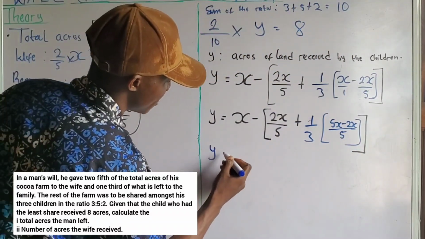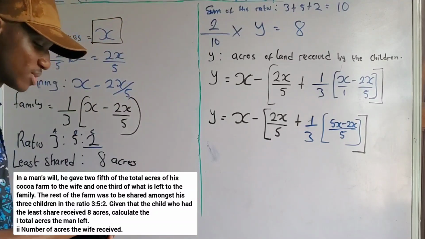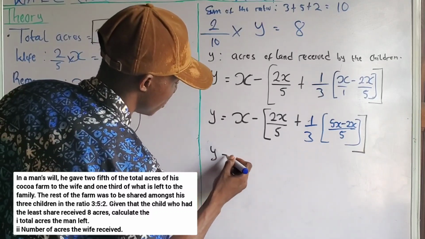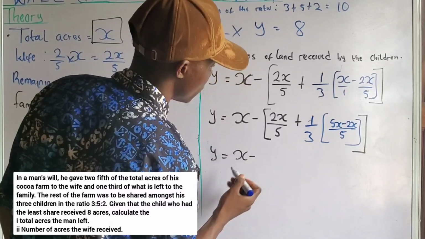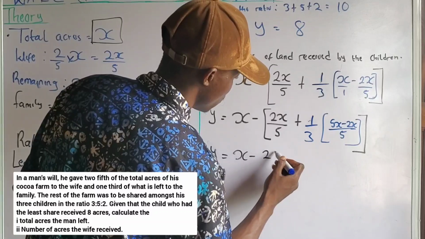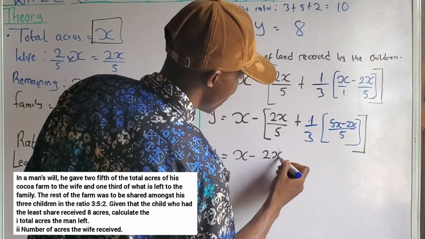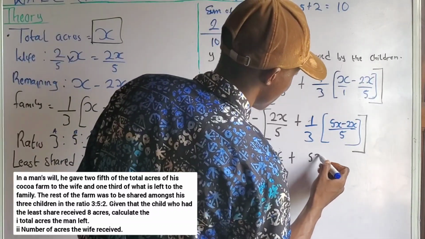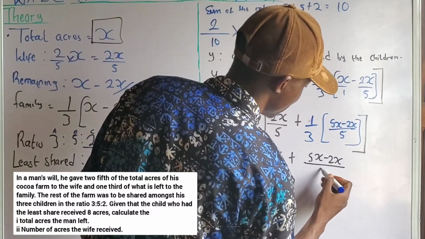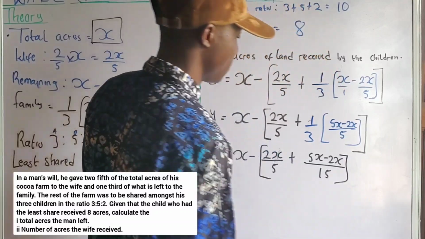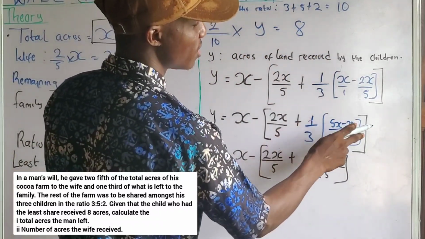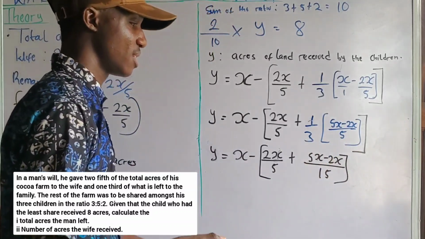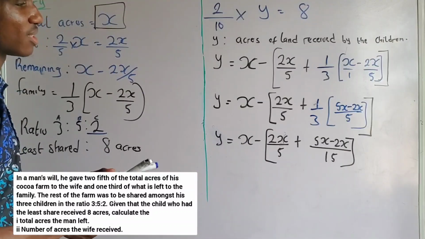So for this y, let's continue with the black. So y is equal to x minus 2x over 5. What I'm doing now is that I'm simplifying, okay? Plus 5x minus 2x all over 15. Do you know what I did? 1 over 3 multiplies all the things in the bracket. We're going to have 1 times this, 3 times 5 is what? 15, okay?